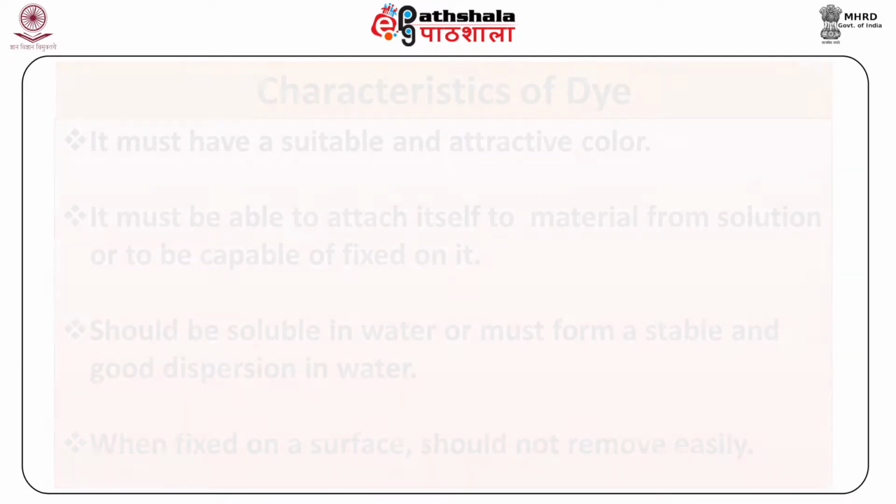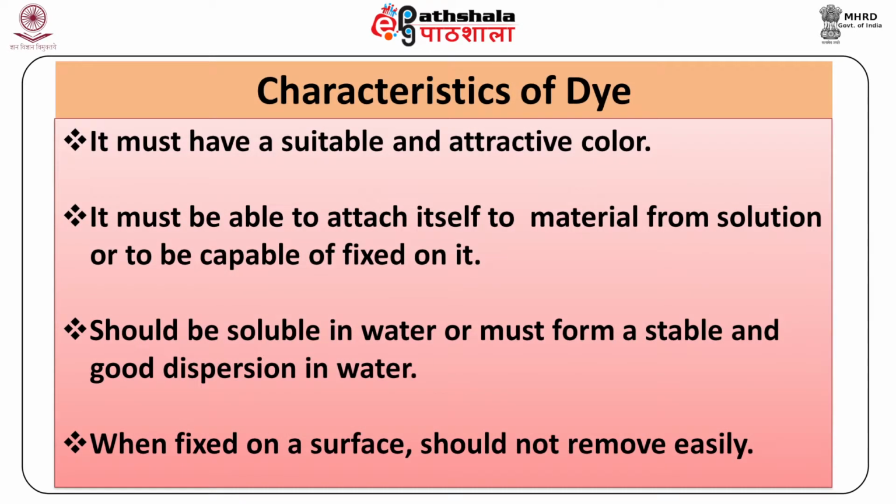Characteristics of dye. All colored substances are not dyes. Some of the important features of the true dyes are given below. It must have a suitable and attractive color. It must be able to attach itself to material from solution or to be capable of being fixed on it. It should be soluble in water or must form a stable and good dispersion in water. When fixed on a surface, it should not be removed easily.